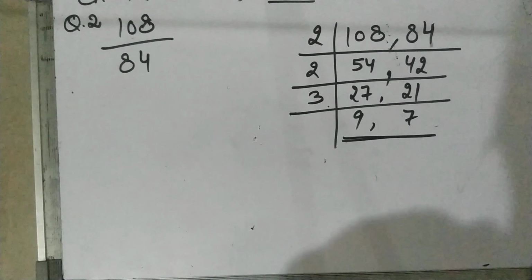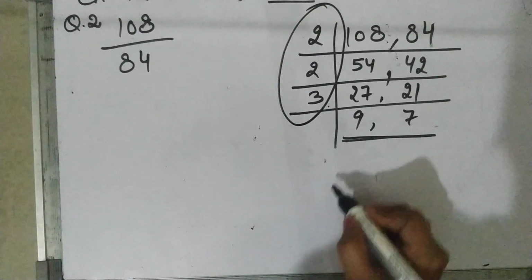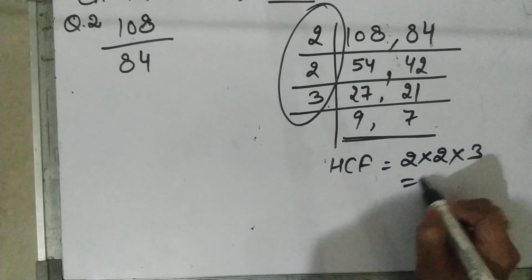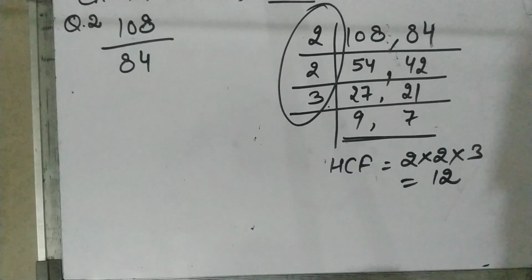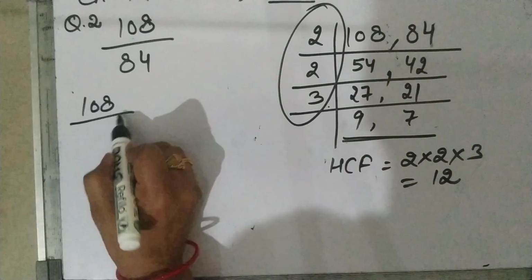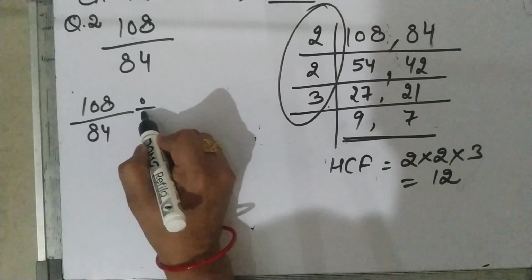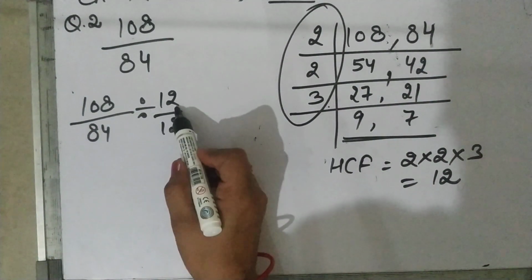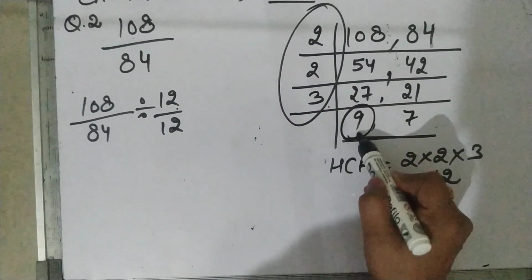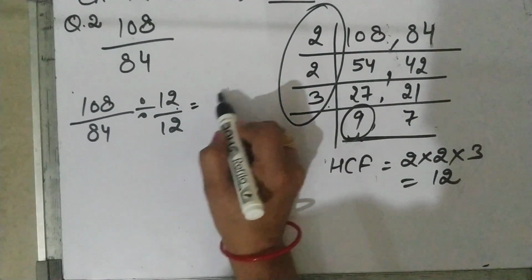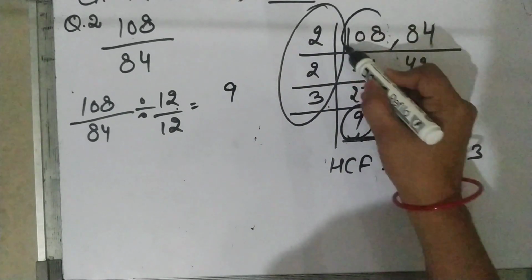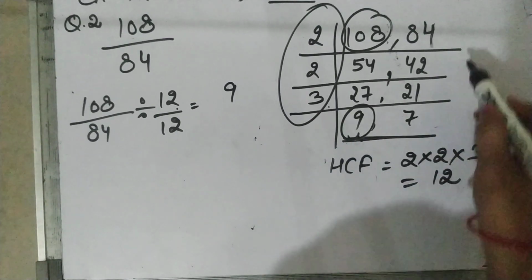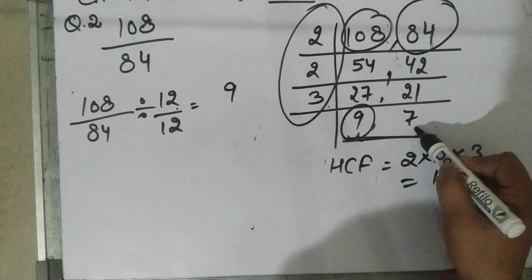Okay. So what is your HCF? These 3 numbers, multiply them: 2 into 2 into 3. 2 2s are 4, 4 3s are 12. Okay. Now you have to divide the given term in numerator and denominator by the HCF. When you divide 108 by 12, you get the answer that is left at last, 9. For 108, the term left at last is 9. And for 84, at last the term is 7.